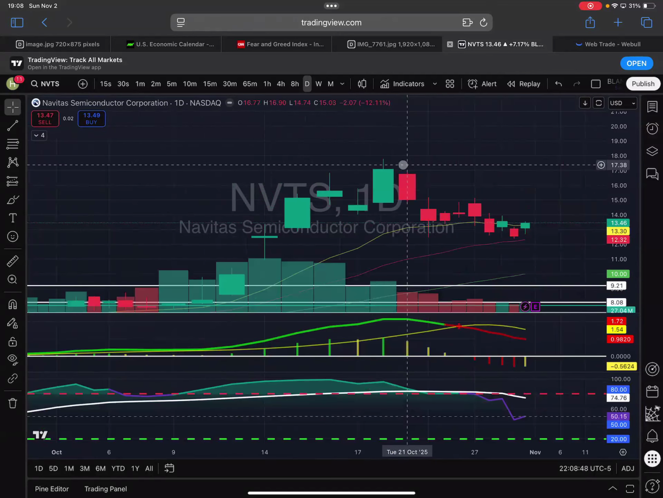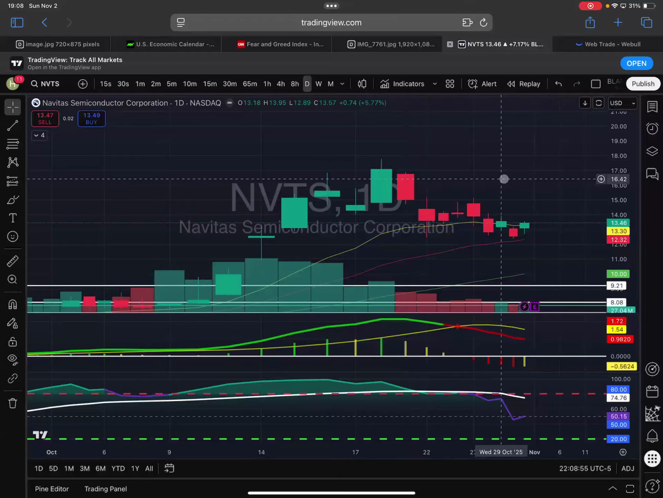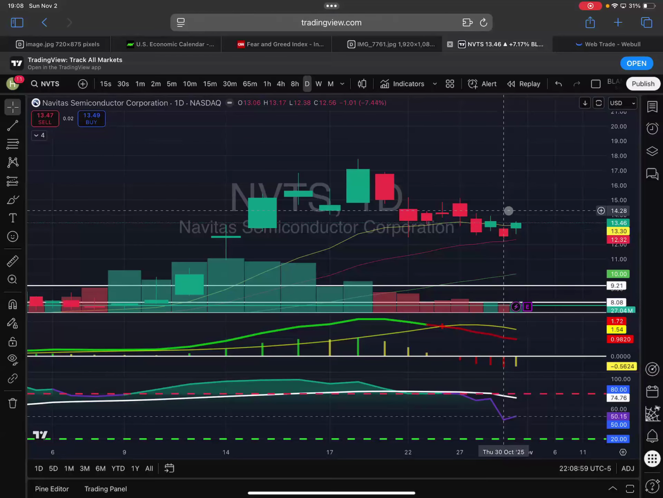But yeah, like I say, Navitas is a long hold. It's not even one of those, oh yeah, day traded. You know, it's a long hold. This stock is definitely going to be $20+ in the future. But again, for the sake of not holding it while it's coming down, you can day trade it.